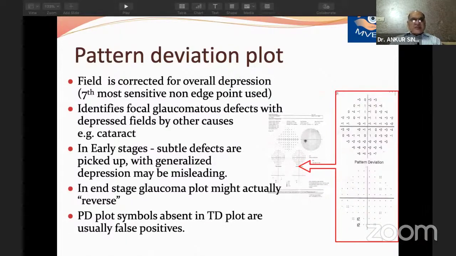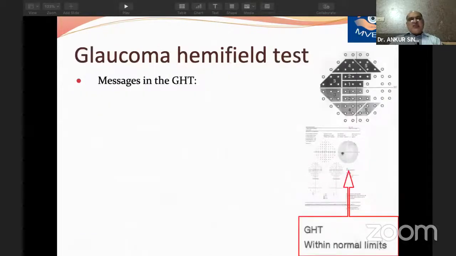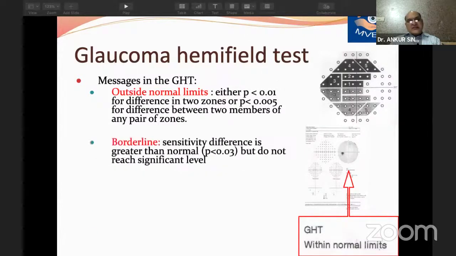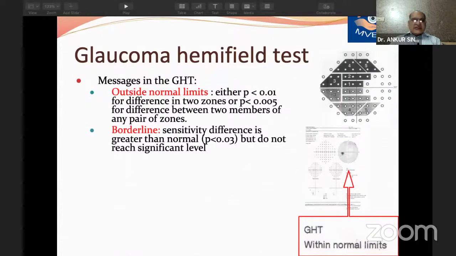So the PD plot symbols which are absent in the total deviation plot are usually false positives. Then we move on to the glaucoma hemifield test, or the GHT. Now, if there is a p-value of less than 0.01 between the two zones, or a p-value of less than 0.005 between the two members of any pairs of zones, it is labeled as outside normal limits. Now, if there is a difference in the zones, but it is not hitting the sensitivity mark as we have just discussed, it is called borderline.